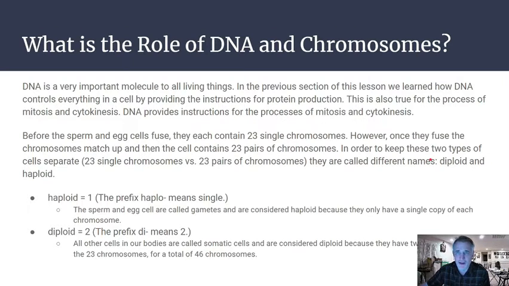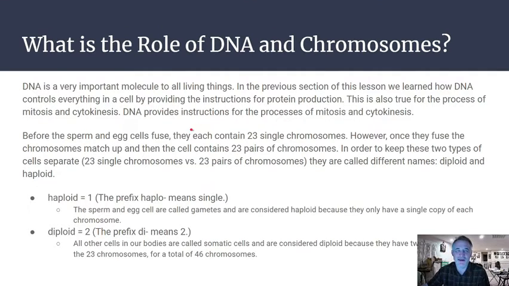If you remember, in the previous section of this lesson, we learned how DNA controls everything in a cell by providing the instructions for protein production. We learned that last semester. This is also true for the process of mitosis and cytokinesis. DNA provides the instructions for the processes of mitosis and cytokinesis. Before the sperm and egg cells fuse, they each contain 23 chromosomes. However, once fused, the chromosomes match up, and the 23 chromosomes become 23 pairs of chromosomes, so we end up with a total of 46 chromosomes.